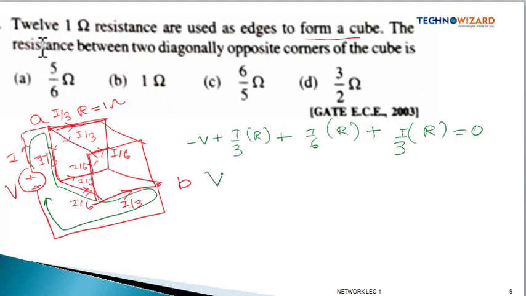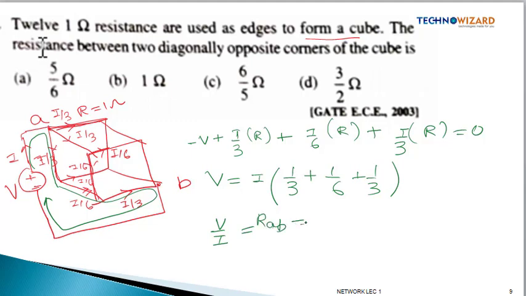So voltage is equal to current I, taken common, into 1 by 3 plus 1 by 6 plus 1 by 3. So V by I is basically R of AB, that is we have to calculate R equivalent between the two diagonally opposite points, right? So after taking the LCM it will be 2 plus 1 plus 2, which means 5 by 6. So the resistance between the two diagonally opposite corners of the cube A and B will be 5 by 6, so option A is correct.